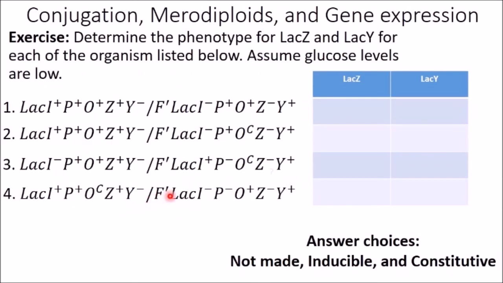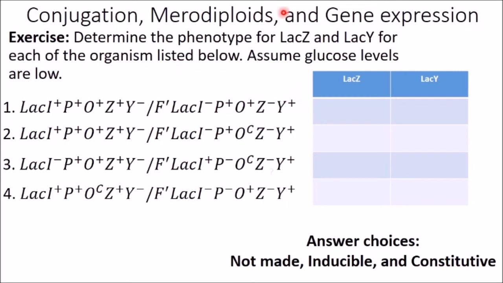So here's an exercise for you. I'm going to go through the first one for you, and then you can do the rest. Determine the phenotype for lacZ and lacY for each of the organisms listed below, and assume glucose levels are low. So you have a merodiploid for the lac operon. The chromosome is lacI plus, promoter plus, operator plus, lacZ plus, lacY minus. And then for the F prime plasmid: lacI minus, P plus, operator plus, Z minus, Y plus.